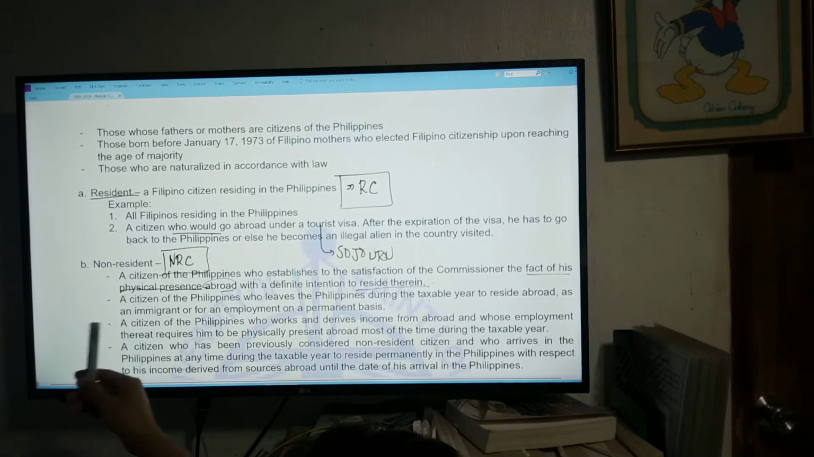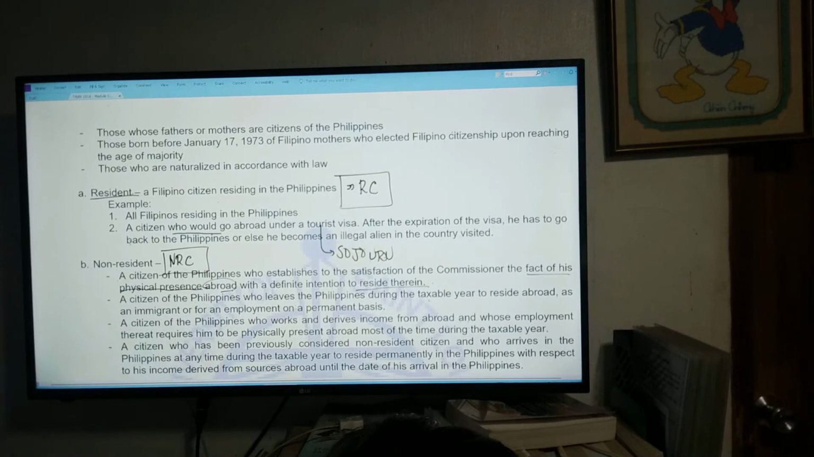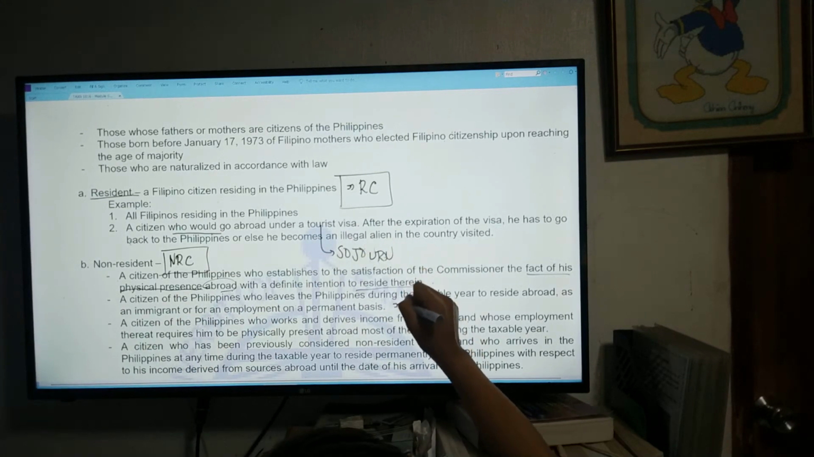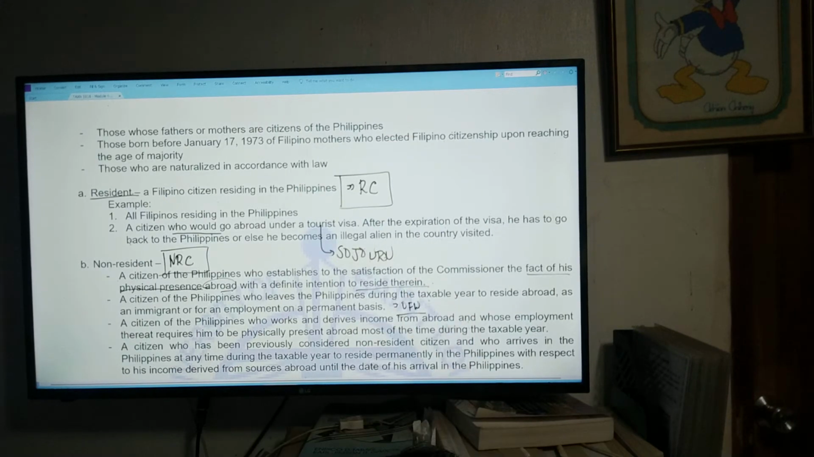So, it can be an immigrant or for employment. So, ito na yung mga tinatawag nating overseas Filipino workers or OFWs. Ayan. Okay? And syempre, hindi lang doon nagtatapos.